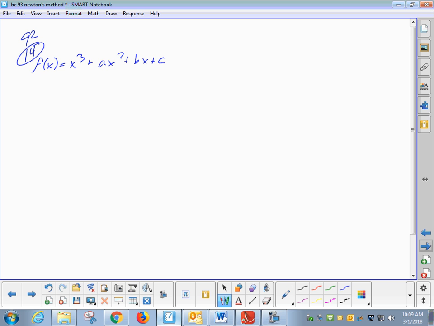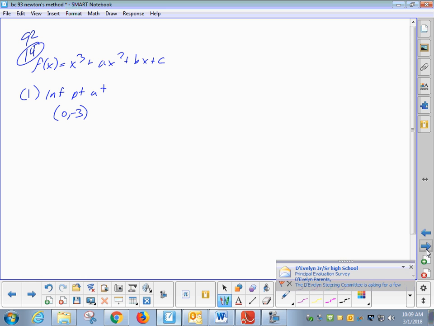Okay. It's important when they give you something that you use it to the fullest extent possible. And if you fail to use it to the fullest extent possible, then you will not get through. So, for example, when they say there's an inflection point at (0, -3), that needs to be used two ways. All right? One is because it's a point on the curve.